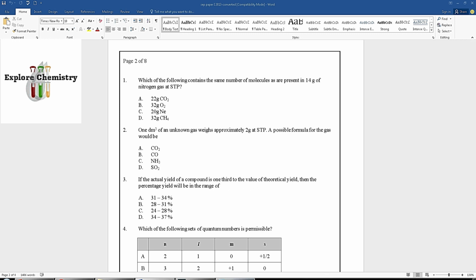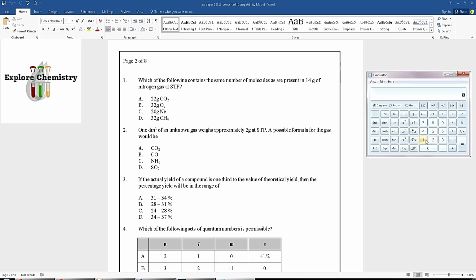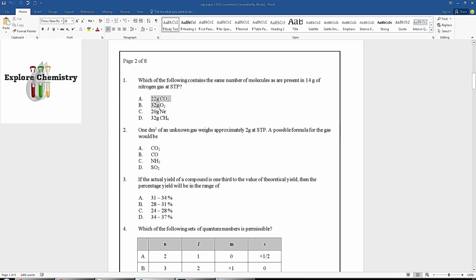14 gram of nitrogen gas contains, if you want to calculate number of moles, you have to divide 14 with molar mass of nitrogen gas, which is 28. So number of moles is 0.5. The gas which is containing same number of moles as nitrogen will have same number of molecules also. So here you need to calculate only number of moles.